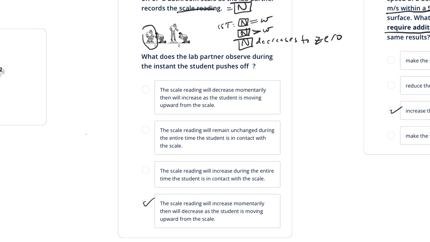I don't know why I drew that 1,000 down there. Sorry. Dang it.